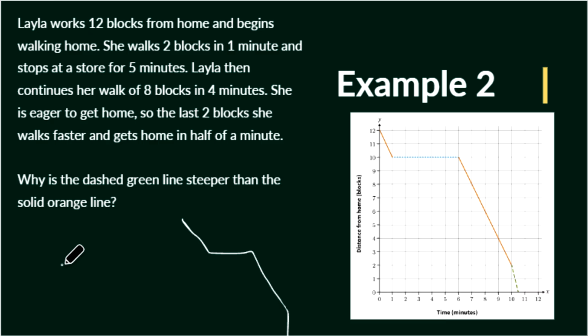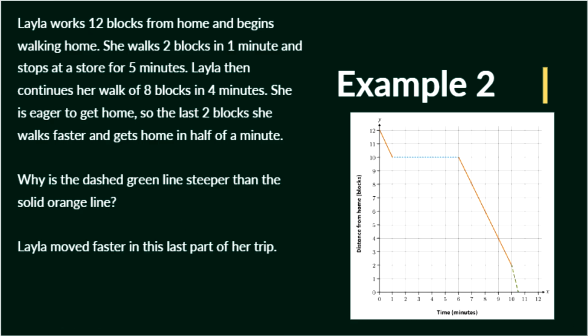So y is the dashed green line. That's this little section right here, okay? Why is it steeper than the solid orange lines? Well, if you read this, it's because she walked faster when she was almost home. She was done with it. She wanted to get home. Okay, so the slope increased right here. It's hard to tell on this graph, but it did increase.